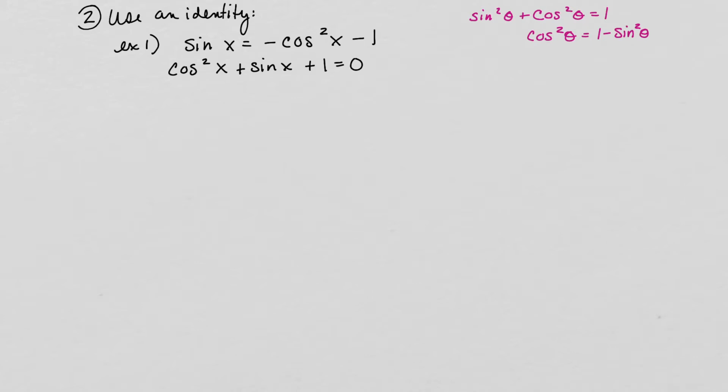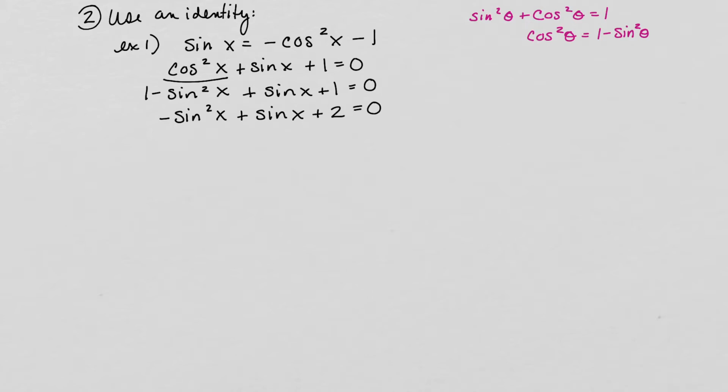Okay, so I'm going to replace my cosine squared x with 1 minus sine squared x. So this part here becomes 1 minus sine squared x. Then I still have this plus sine x plus 1 equals 0. And if I combine the like terms, I really have minus sine squared x plus sine x plus 2 equals 0.